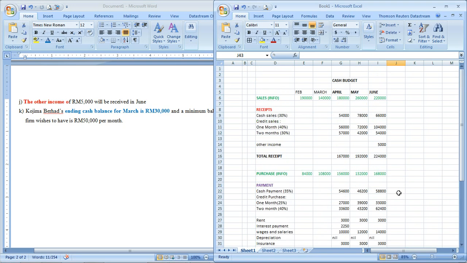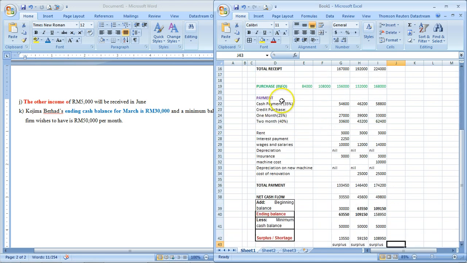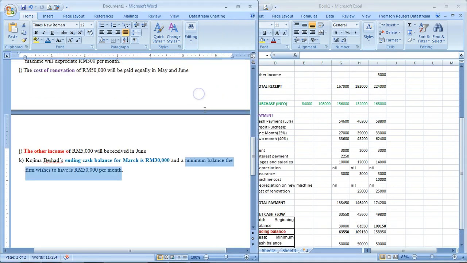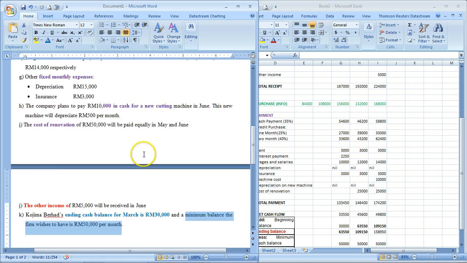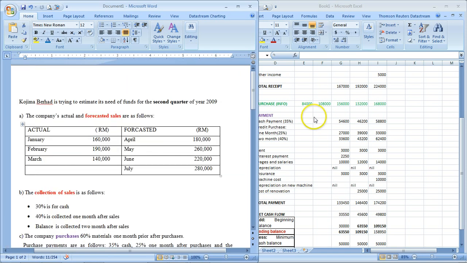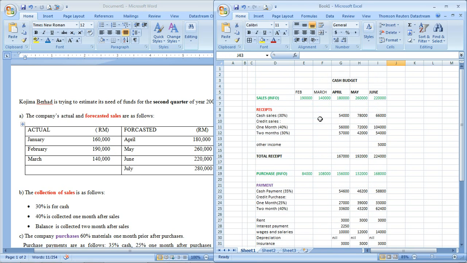So that's all on cash budget. Please follow step by step, memorize it, how to calculate the sales information, how to calculate the purchase information. I repeat, you have to categorize first which one is receipt and which one is payment. That's all on cash budget.